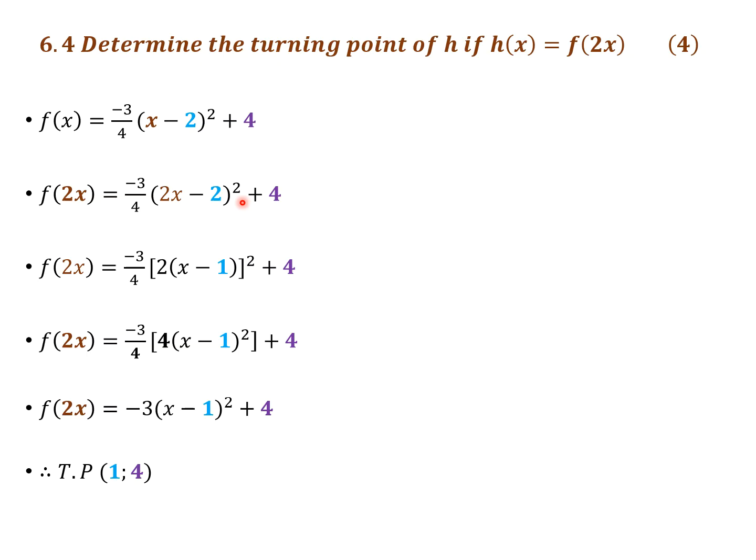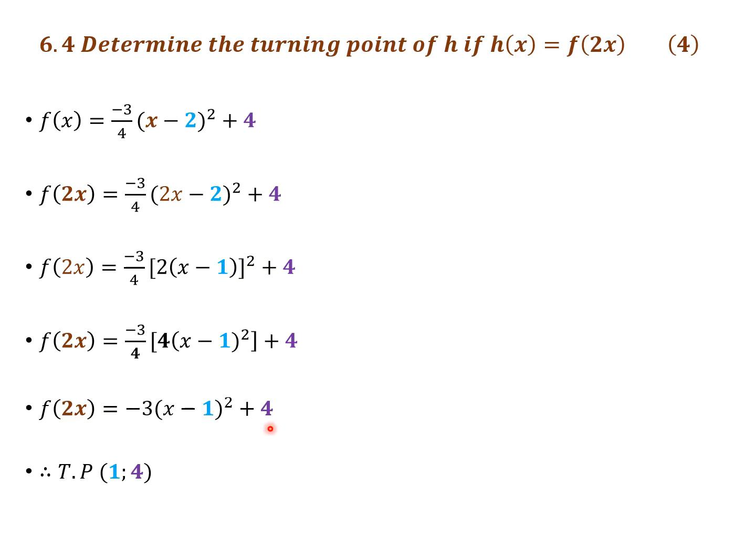Right, if I separate and take out 2 as a common factor, 2x divided by 2 gives me x, 2 divided by 2 gives me the minus 1. Alright, all squared. 2 times 2 would then give me 4. If I take the square in, that would become (x minus 1) all squared plus 4. Minus 3 over 4 times 4. The 4 and 4 cancel, and I'm left with minus 3 times (x minus 1) all squared plus 4. So my new turning point now is (1, 4).